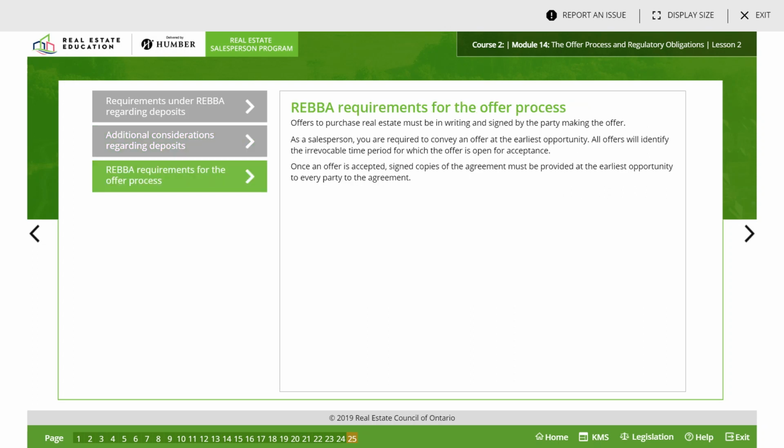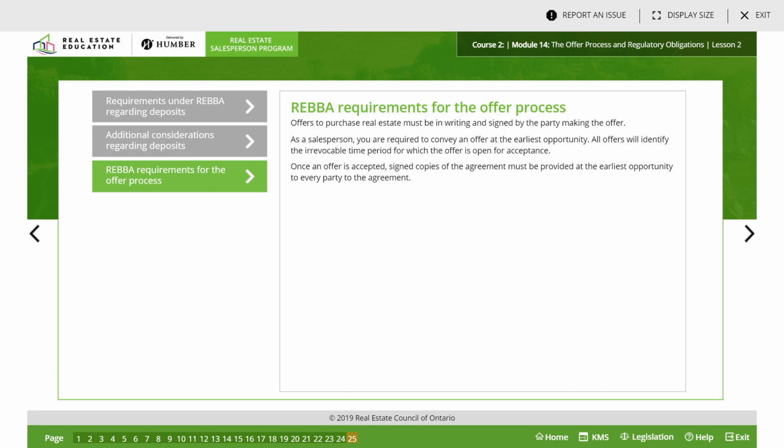REBA requirements for the offer process. Offers to purchase real estate must be in writing and signed by the party making the offer. As a salesperson, you are required to convey an offer at the earliest opportunity. All offers will identify the irrevocable time period for which the offer is open for acceptance. Once an offer is accepted, signed copies of the agreement must be provided at the earliest opportunity to every party to the agreement.